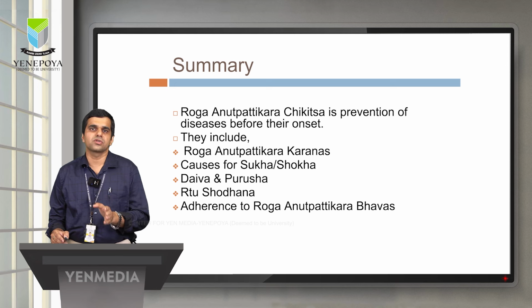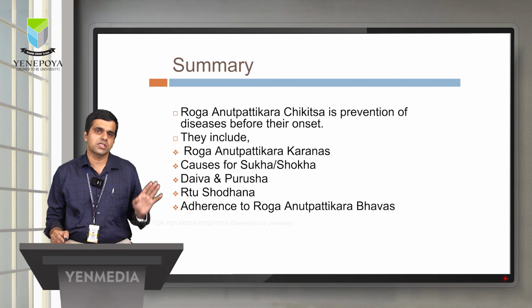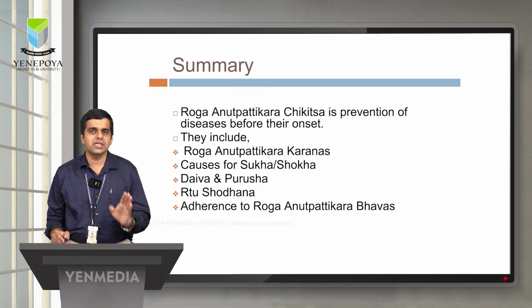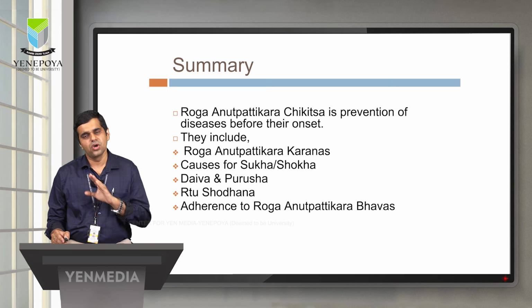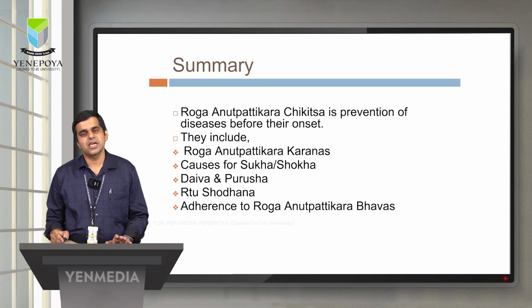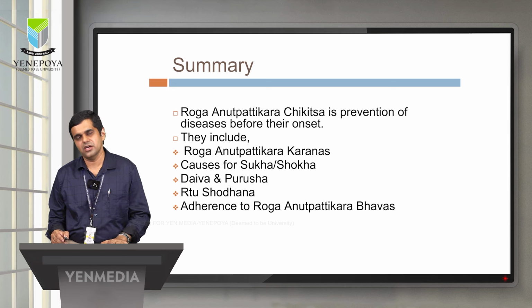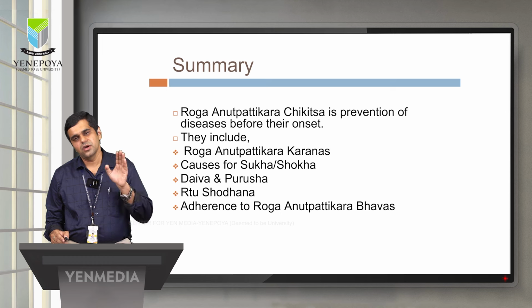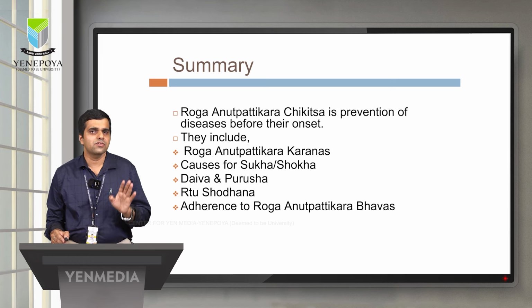Right now this is Vasanta Rutu and Vamana is advised. Adherence to Roga Anutpattikara Bhavas, you should strictly restrict yourself to Roga Anutpattikara Bhavas. So with this, I have made an attempt to explain to you Roga Anutpattikara, how we can prevent the diseases in Ayurveda, both at the metaphysical level, that is the spiritual level, as well as in the physical form.